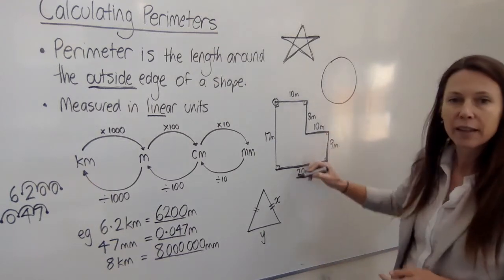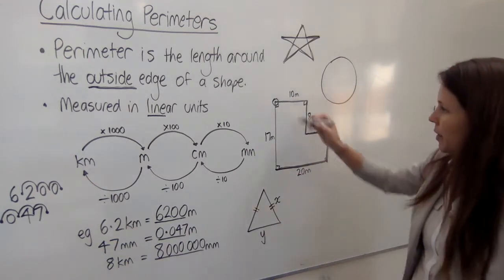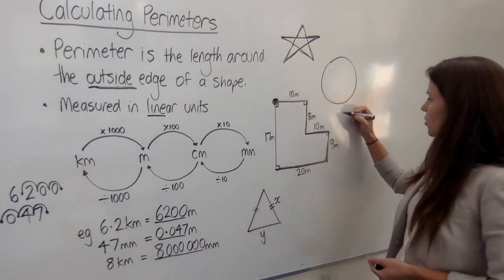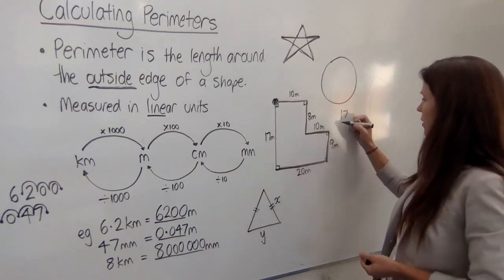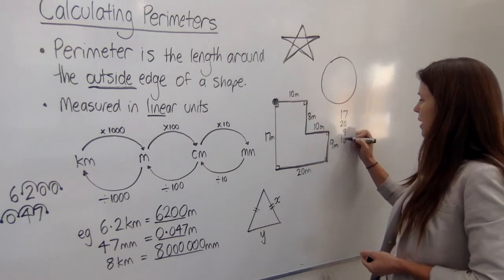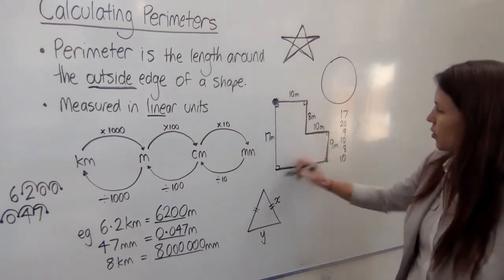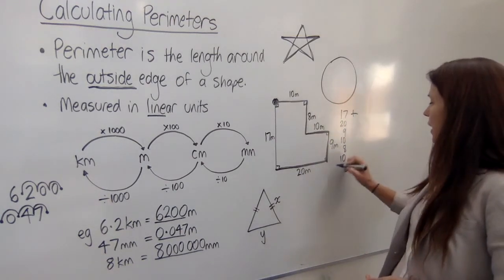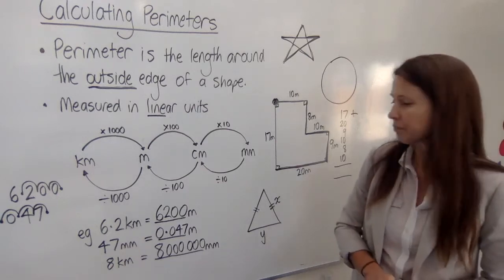Now I know all of the lengths, I can go ahead and add them up. It makes sense to circle your starting point so that as you line them up, 17, 20, 9, 10, 8 and 10, you can make sure that you've got all of the lengths in there and you didn't miss any of them out. Add them up and see what you get.